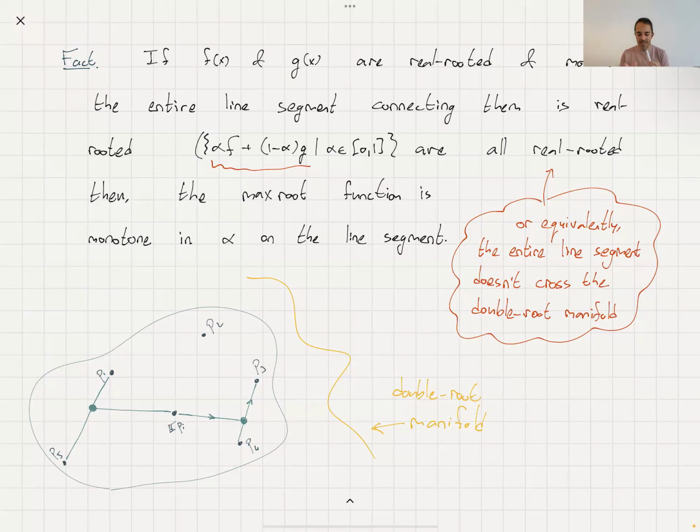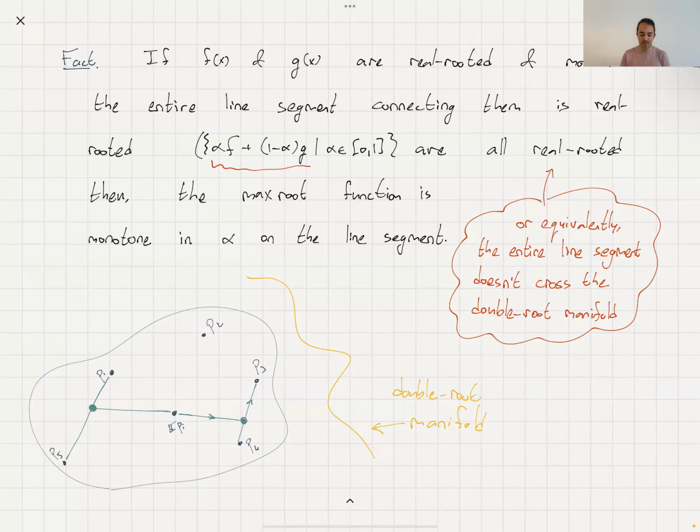Okay, so in that case, if f and g are like that, namely the segment that connects them doesn't cross the double root manifold, then what you can show is that the max root function is monotone in alpha. Right, so it could be constant, but otherwise it's monotone, increasing or decreasing depending on f and g. That's kind of great because it tells you that the max root function behaves nicely where you don't cross the double root manifold.